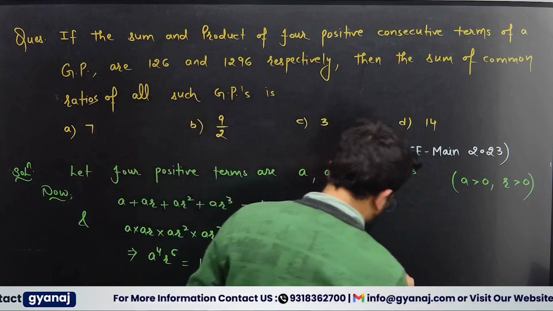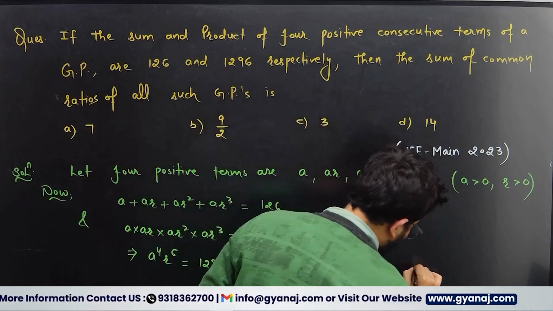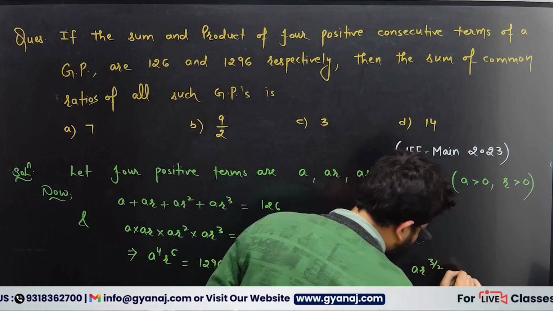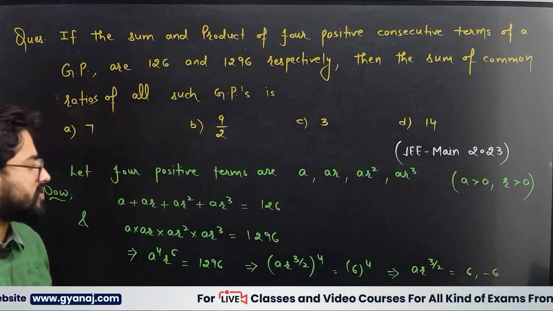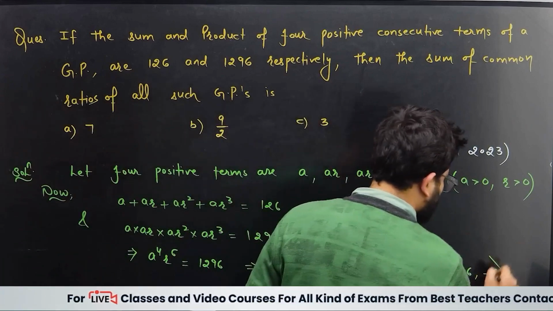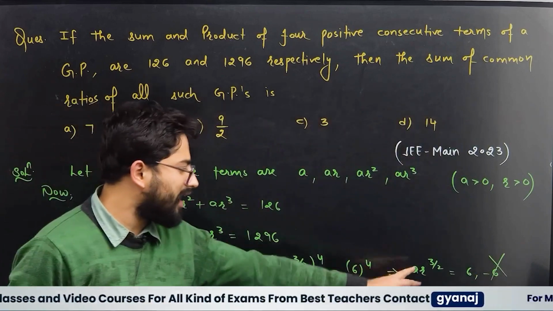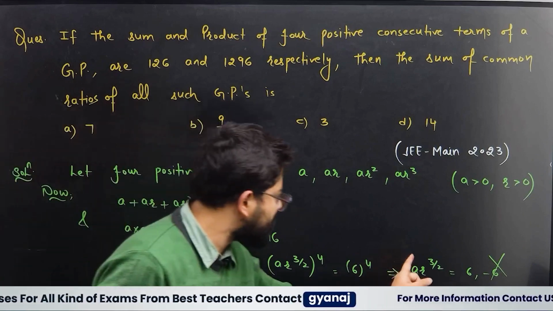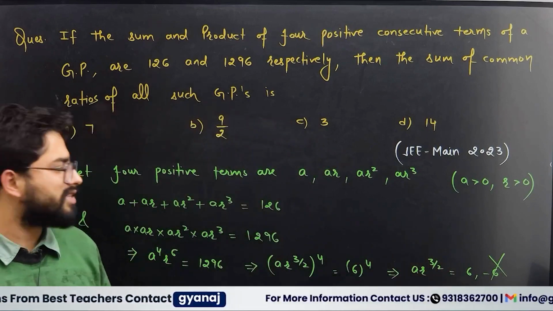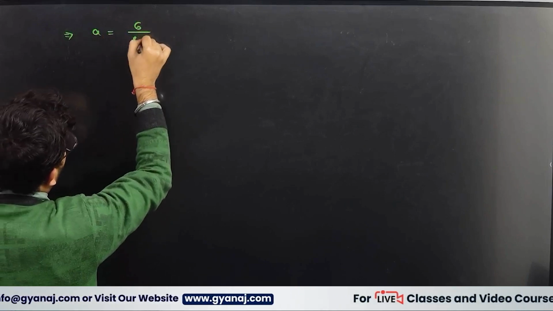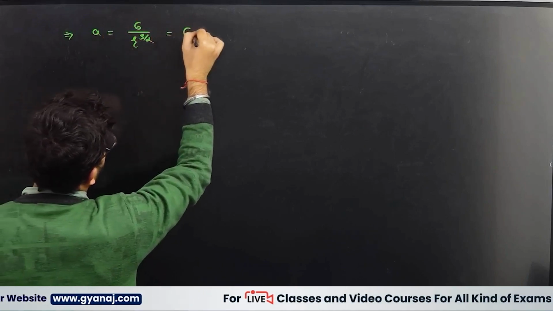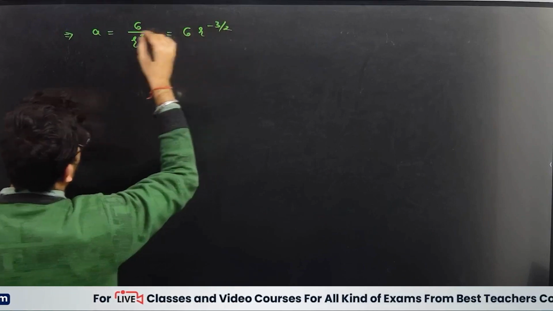From here you can say A R power 3 by 2 can take two values, either 6 or minus 6. But minus 6 is not possible. Why? Because A and R are both positive. So A R power 3 by 2 is positive 6. So from here we can find the value of A: A is equal to 6 by R power 3 by 2, or 6 into R power minus 3 by 2.